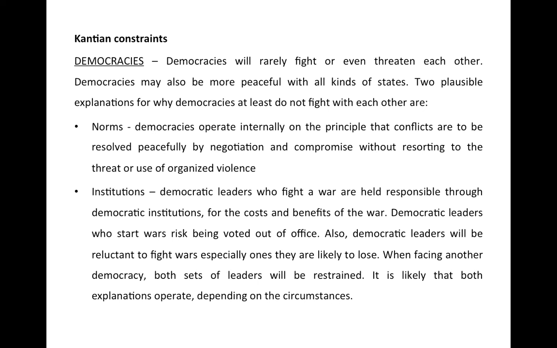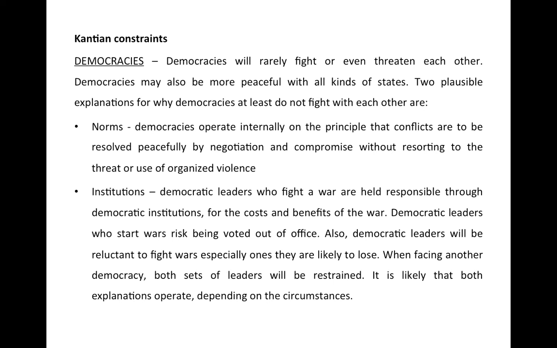Institutions. Democratic leaders who fight a war are held responsible through democratic institutions for the costs and benefits of the war. Many of the costs are borne by the general public, and democratic leaders who start wars risk being voted out of office, especially if they lose or the war is long or costly. Also, democratic leaders will be reluctant to fight wars, especially ones they are likely to lose. When facing another democracy, both sets of leaders will be restrained.